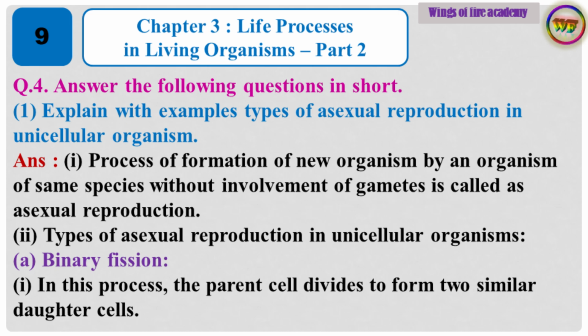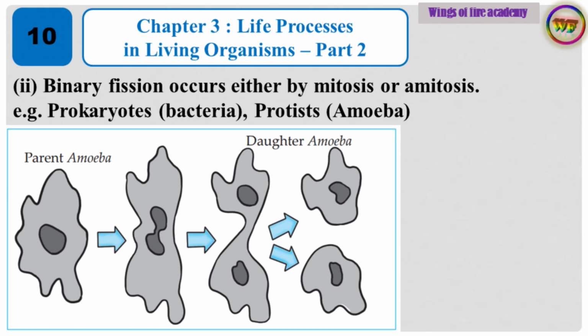Types of asexual reproduction in unicellular organisms. Section A. Binary fission. Point 1. In this process, the parent cell divides to form two similar daughter cells. Point 2. Binary fission occurs either by mitosis or amitosis. For example, prokaryotes, bacteria, protists, amoeba. Diagram is given directly.